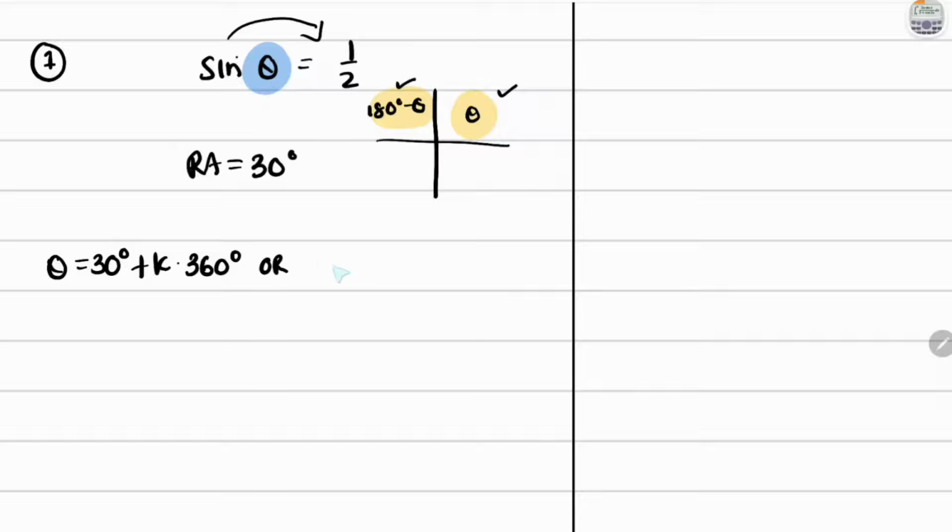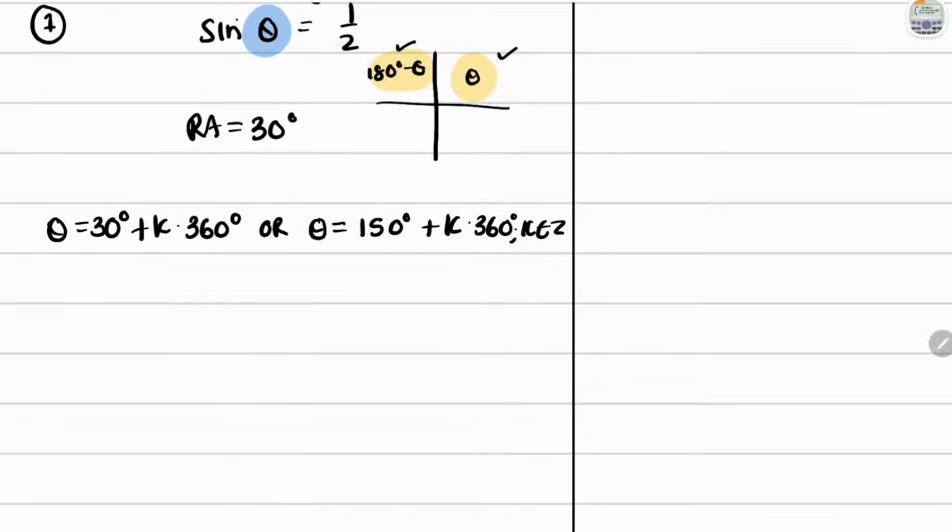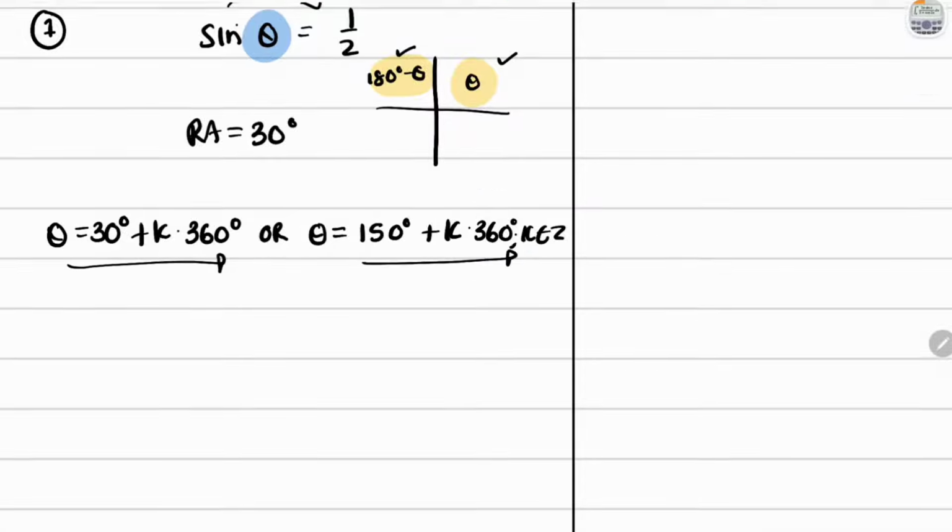Then your second solution, you would say, well, theta is equal to, and you would use that because sine was positive. So you'd say 180 degrees minus, and the theta here represents your reference angle. So minus your reference angle, which is 30 degrees. And so 180 minus 30 is 150. And so that would be plus k of 360 degrees. And you need to, of course, tell them where k is an element of integers. And those would be your solutions for that.